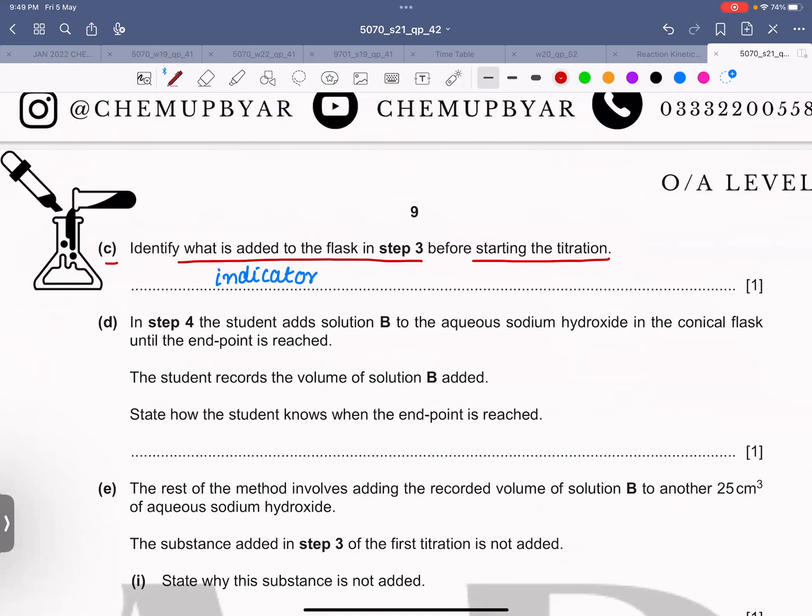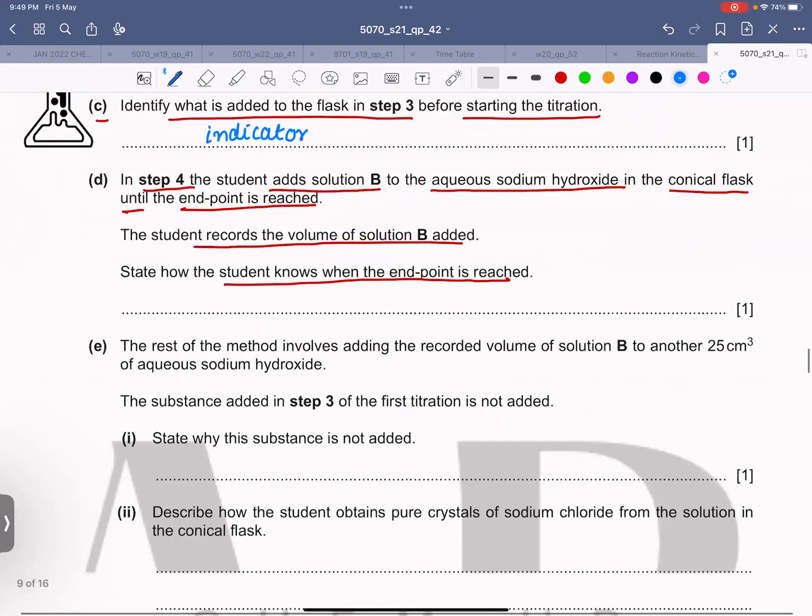Now, in step 4, the student adds solution B to the aqueous sodium hydroxide in a conical flask until the end point is reached. The student recorded the volume of solution B added. State how the student knows when the end point is reached. So how could we know? The color changes. Yeah, very good. Color change.